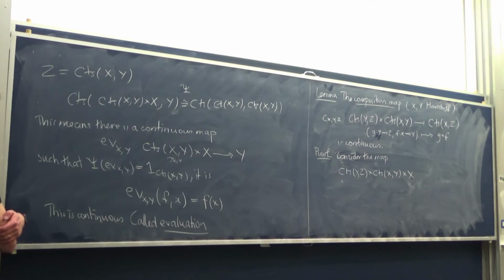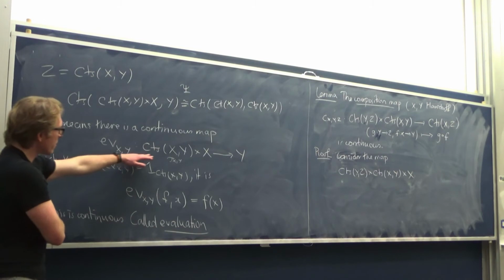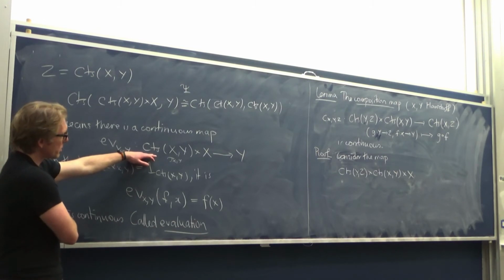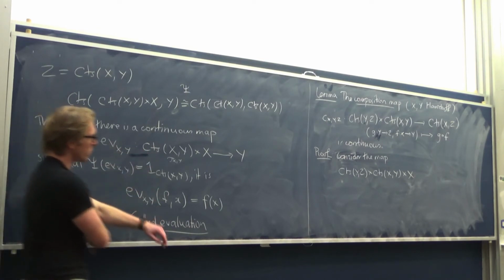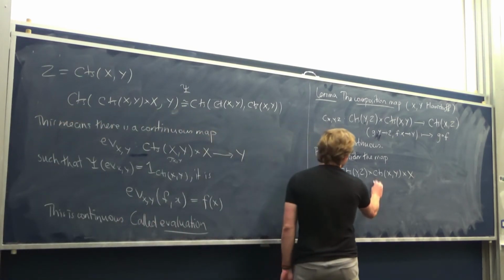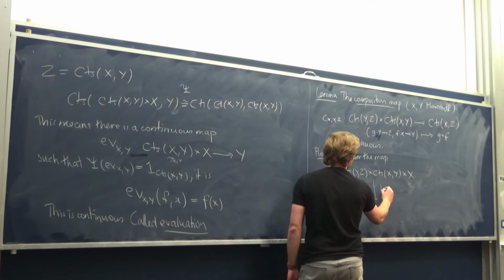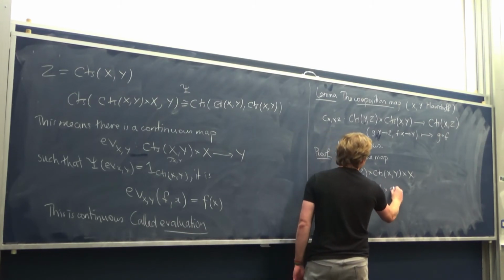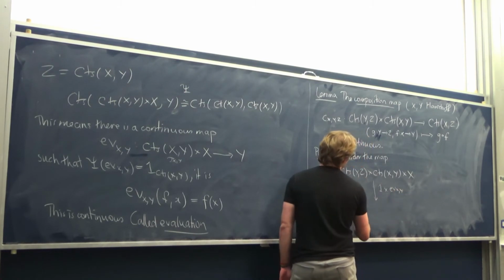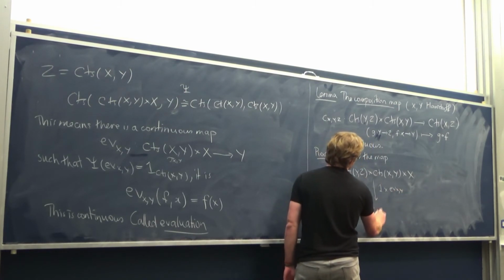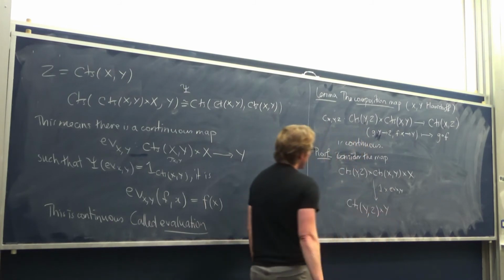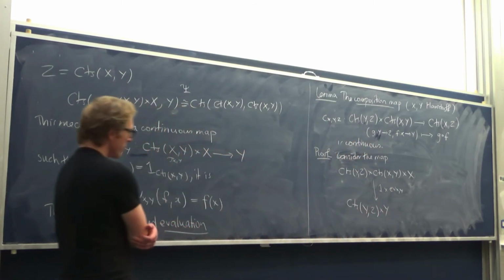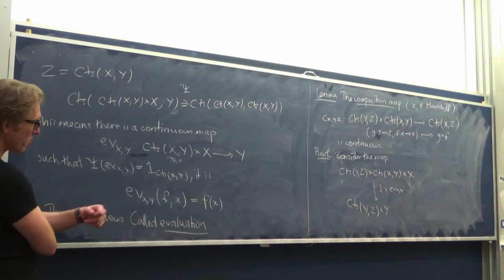So let's start with this space. I have the evaluation map, which eats a function from X to Y and an element of X and gives me an element of Y. So I can look at the Cartesian product of the identity on CTS YZ with the evaluation map. That will be a function, certainly a function to that Cartesian product.